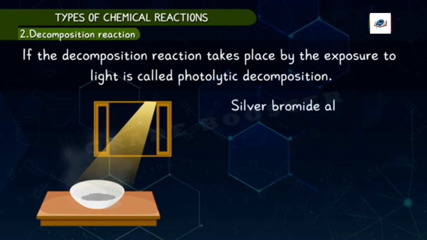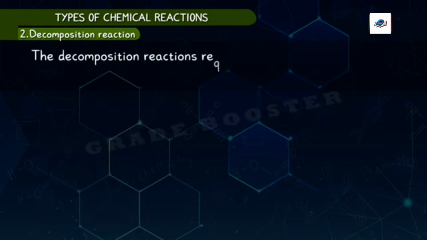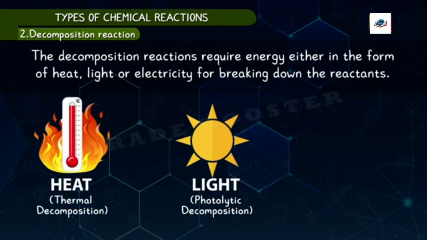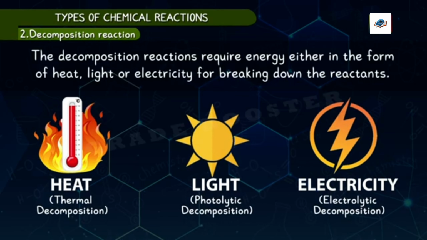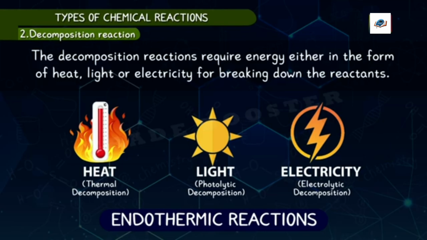Silver bromide also decomposes by sunlight. 2AgBr gives rise to 2Ag plus Br2 in presence of sunlight. The decomposition reactions require energy either in the form of heat, light, or electricity for breaking down the reactants. The reactions in which energy is absorbed are known as endothermic reactions.